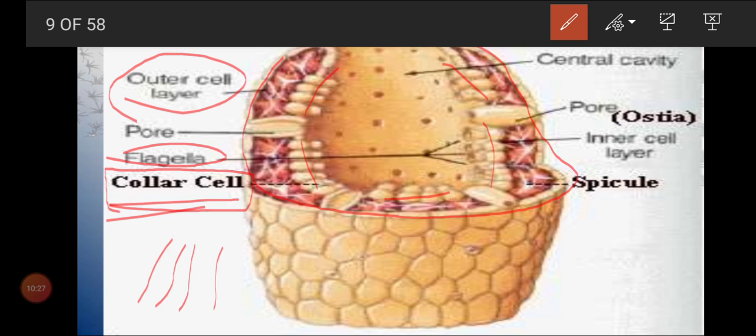What is the inner layer of the sponges? The inner layer of the sponges is collar cells. Is that clear? So this collar cell is attached with the flagella. And here the water is entering the pore, no?